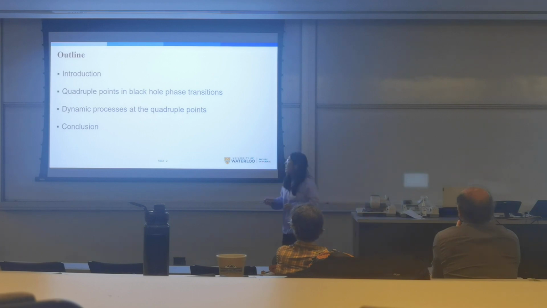Here is our outline. First, I will give you an introduction on black hole chemistry, and then I will talk about the quadruple points in black hole phase transitions. Next, we will discuss the dynamic processes of the quadruple points. Finally, I will make the conclusion.